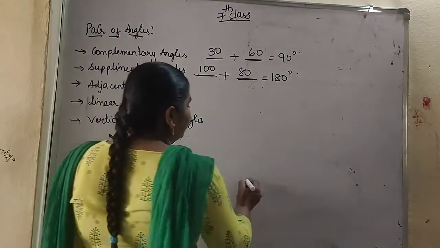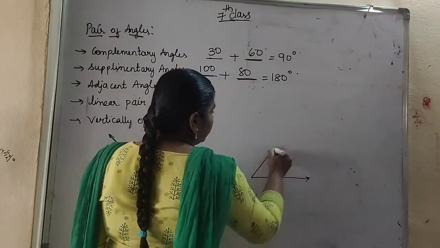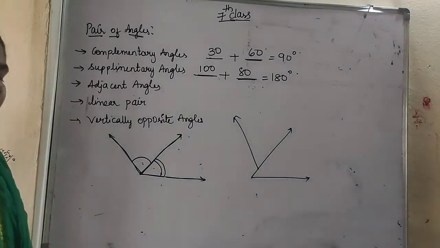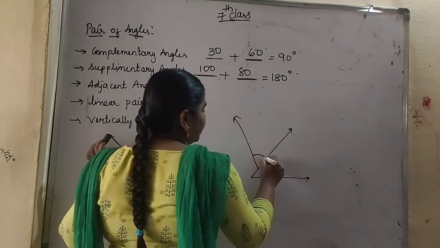I will draw one more figure. Whether it is an adjacent angle or not, you tell me. So I am drawing in this way. Here one angle has been formed.